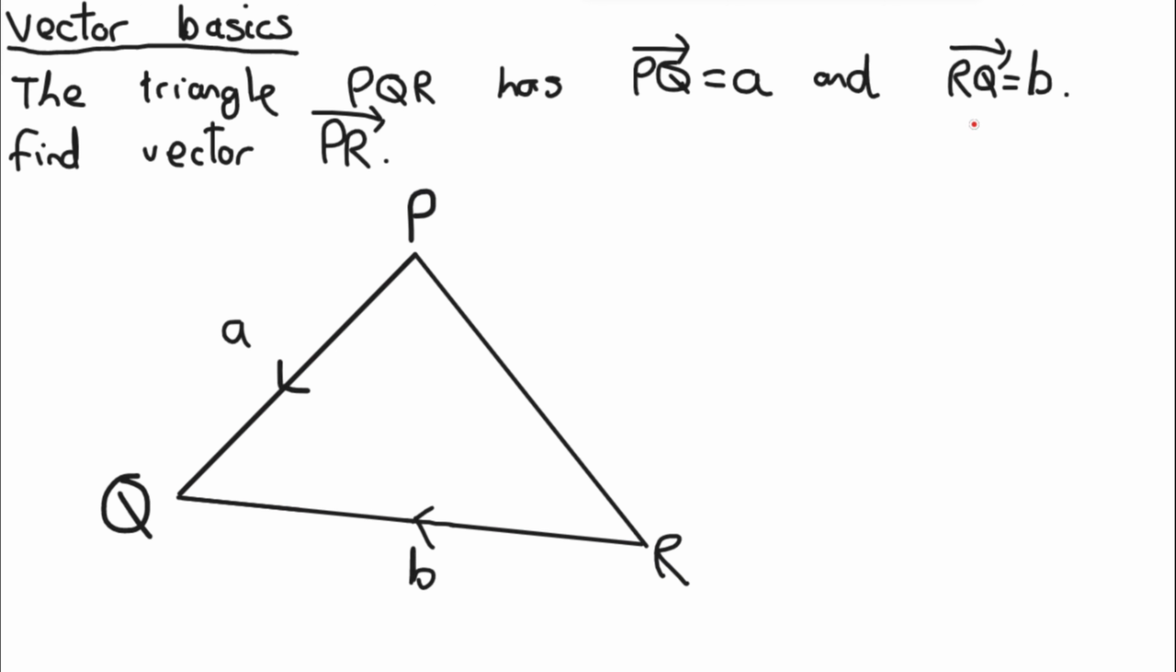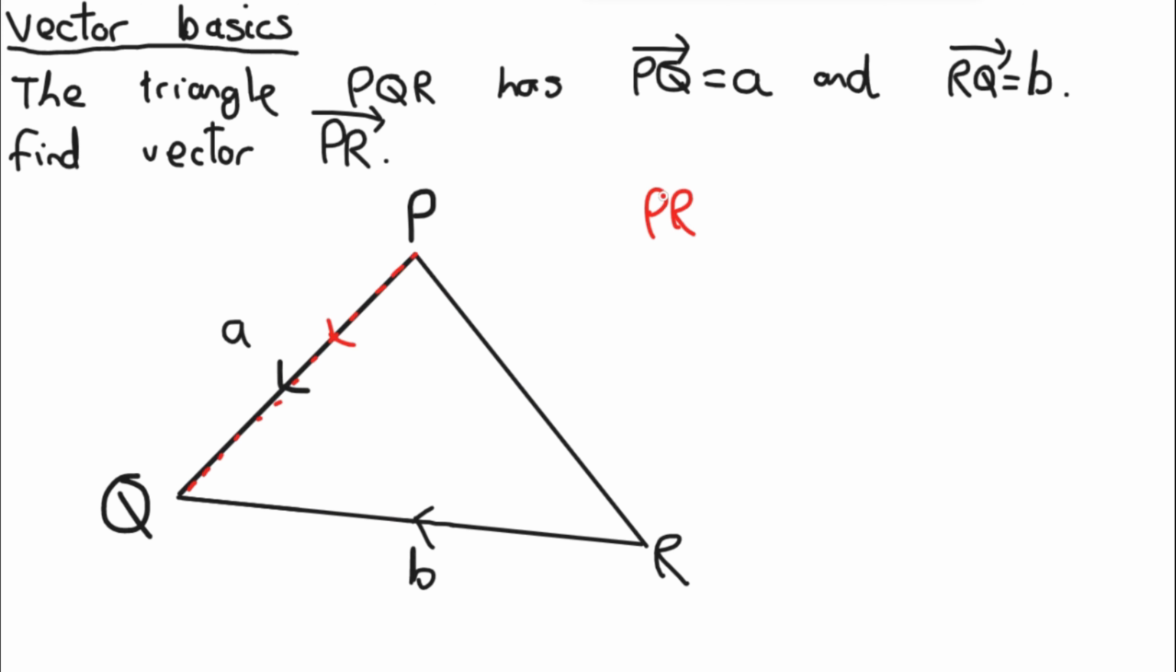So this is the exact same question, except this time RQ is equal to B. And I've done this just to exaggerate the point about vectors being direction specific. So it's the exact same question. We need to find PR, so we're going to go from P to R. So we're going to follow the line. So we start from P, and we're going to go down like this to Q in this direction.